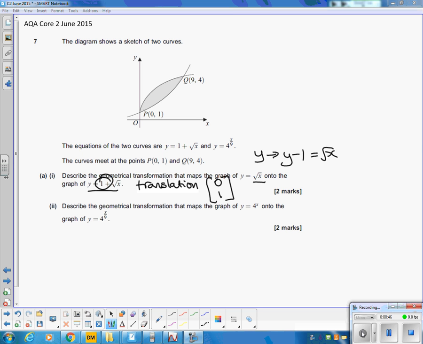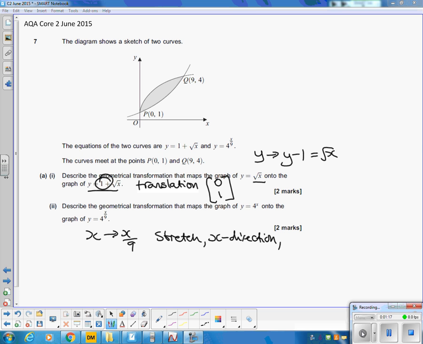Next one, we've got y equals 4^x to y equals 4^(x/9). So x has been replaced with x divided by 9. So that means it's a divide or multiply, so that means it's a stretch. So we have a stretch. Which direction? Well, it's on the x. The x has been replaced. So it's parallel to the x-axis or the x direction.